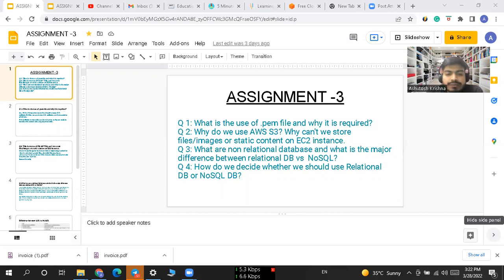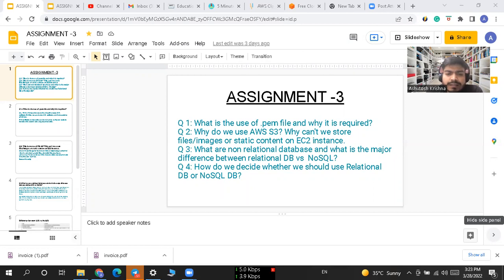So the third question is what is a non-relational database and what is the major difference between relational database versus NoSQL? Non-relational databases are those databases which do not use any tabular form. That is, they don't make use of rows and columns to store and retrieve their data. Rather, they use simple files or documents to store their data.